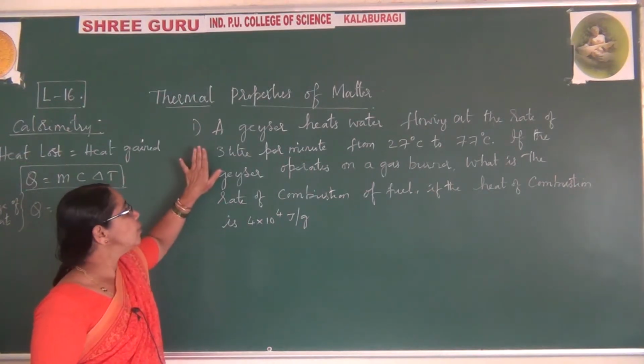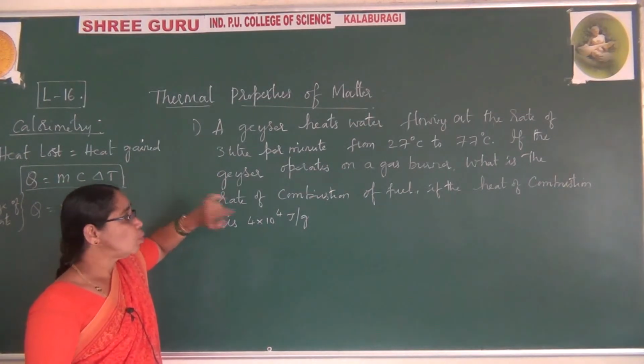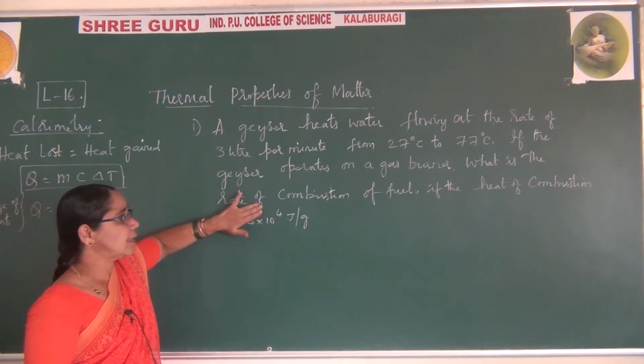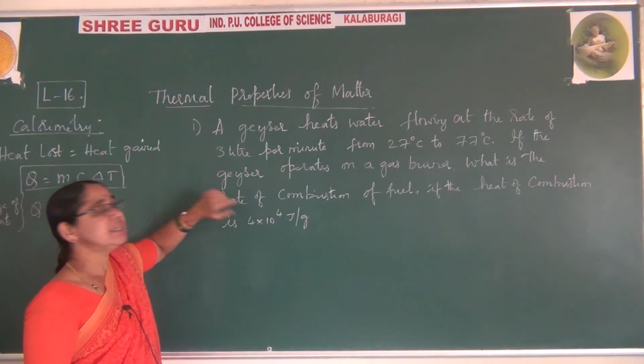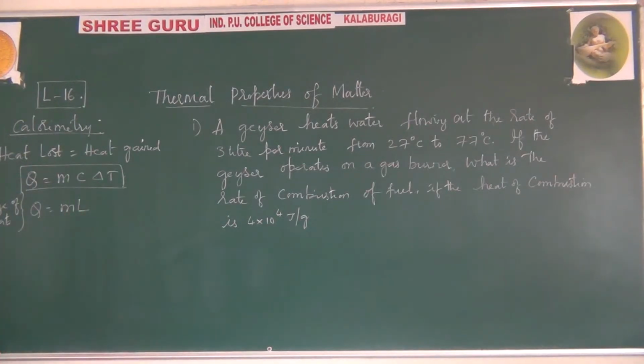So here you already know that there are 3 liters. Using that, for 1 minute, we have to calculate the rate of combustion. Before going to this, the first step, let us write the factors which are given. The water given is 3 liters.